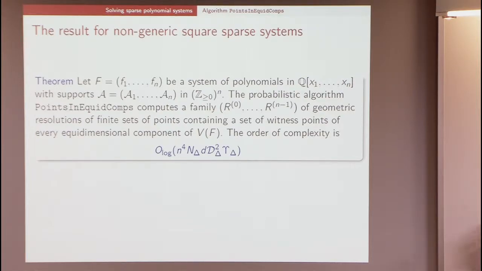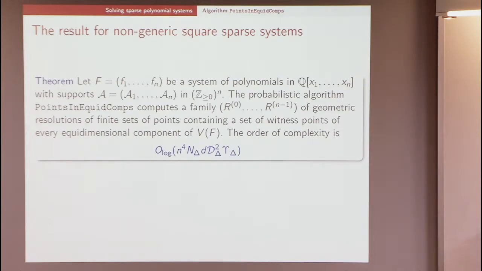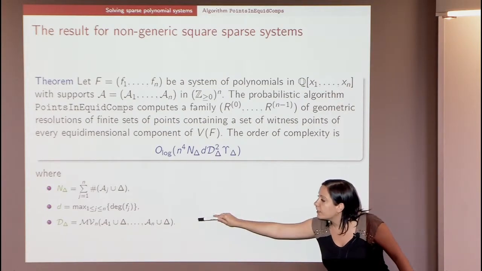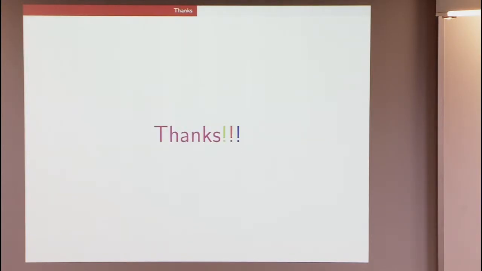And this algorithm is also probabilistic and has a complexity that is polynomial in the amount of variables, the amount of points in the extended supports, the maximum degree of the polynomials that hadn't appeared before, and in particular in the bound for the degree of the variety that I was presenting before. And that is all. Thank you very much.